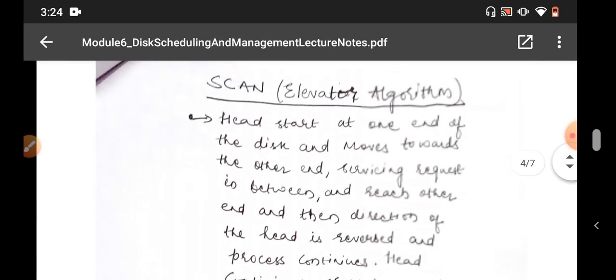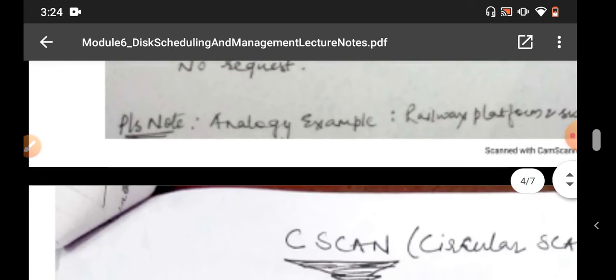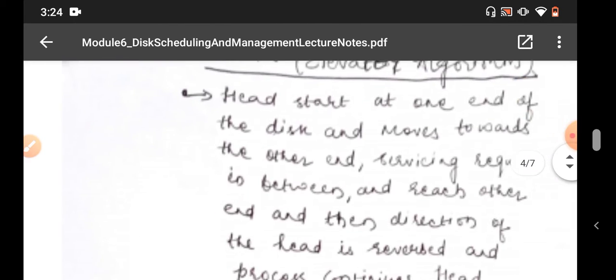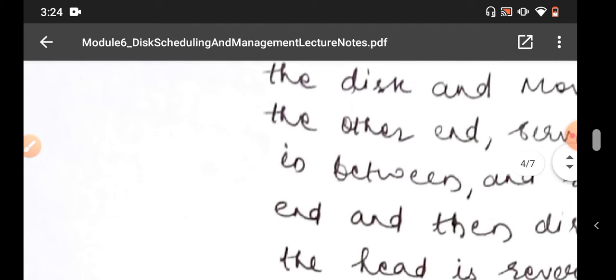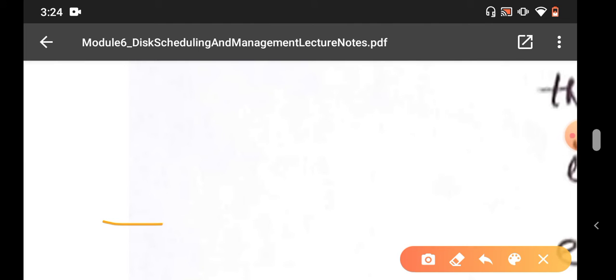Now let's move on to the scan algorithm. This is also called the elevator algorithm. Before going on with the scan algorithm, my dear student, let's understand a very beautiful analogy. For that I'm using this space over here. Let's take this to understand all the algorithms, this will be a very good thing. Suppose this is the railway platform.